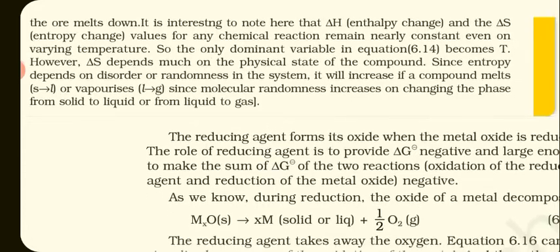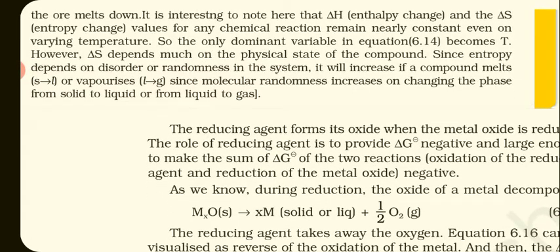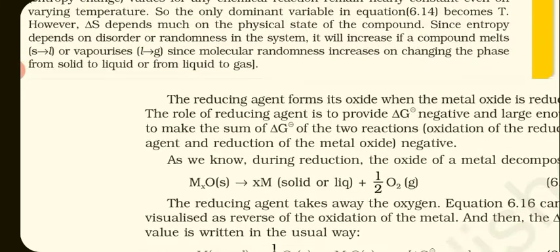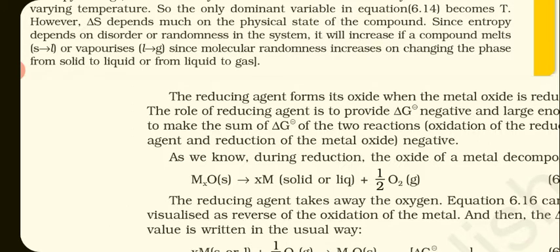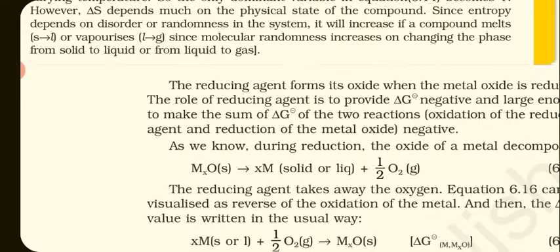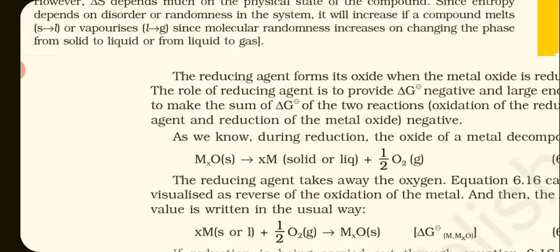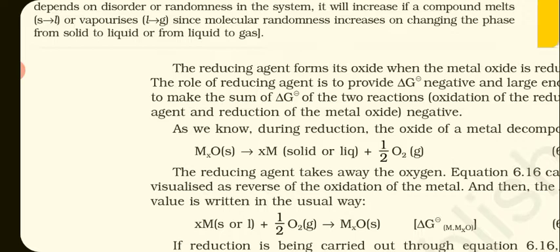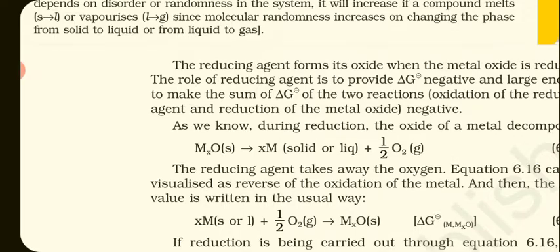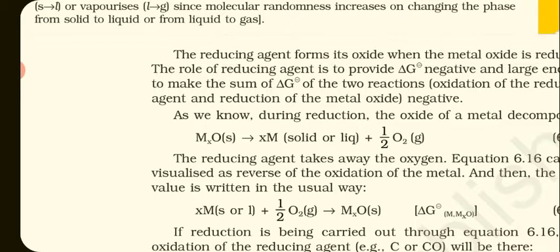It is interesting to note that here the delta H enthalpy change and the delta S entropy change values for any chemical reaction remain nearly constant even on varying temperature. So the only dominant variable in equation 6.14 becomes T, temperature. However, delta S depends much on the physical state of the compound. Since entropy depends on disorder or randomness in the system, it will increase if a compound melts, that is, from solid to liquid, or vaporizes from liquid to gas, since molecular randomness increases on changing phase from solid to liquid or from liquid to gas.